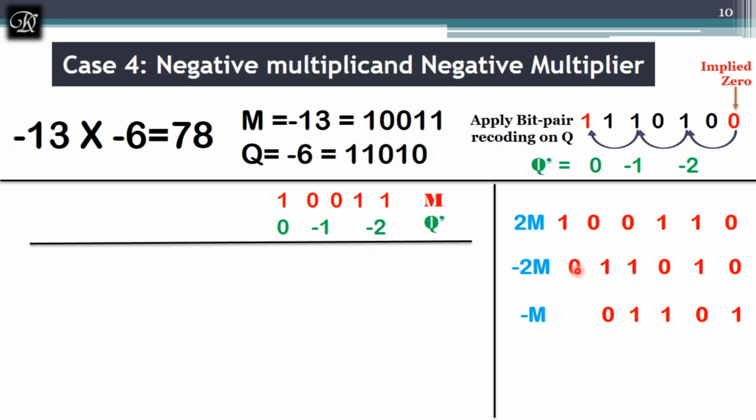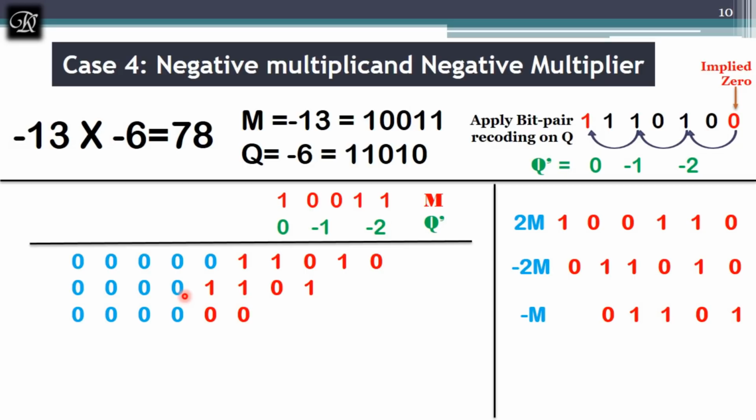So let's write positive 26 as the first partial product, and the sign bit is 0, so it's extended. And next what we are writing is positive 13, because negative 13 is multiplied with negative 1, so positive 13. And what we are doing over here is writing an extension of the same.